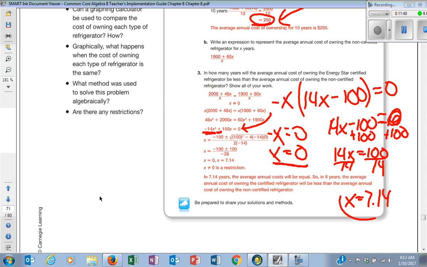Now again, it just shows you that you could use the quadratic formula if all else fails, and it still gets you the same answers. But it just seems like a lot more work.